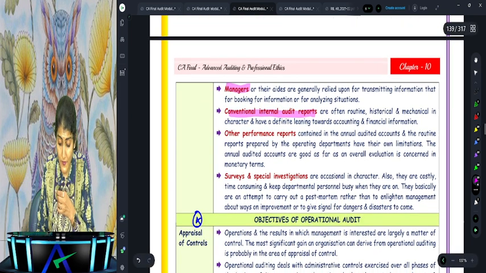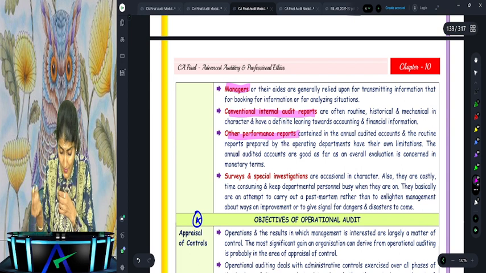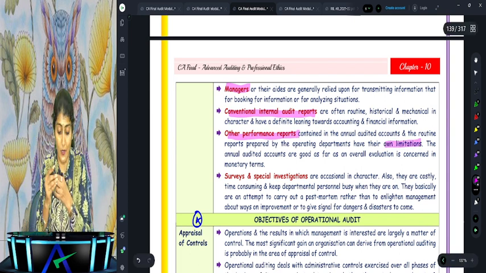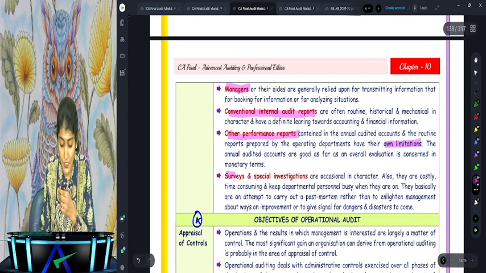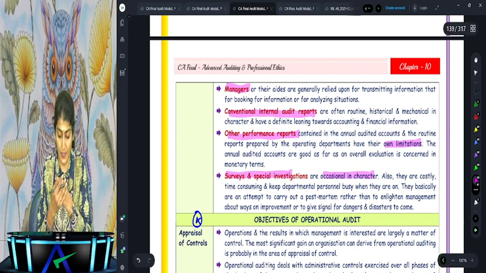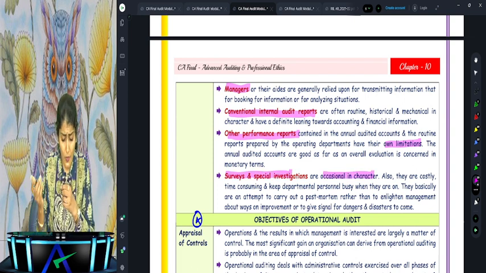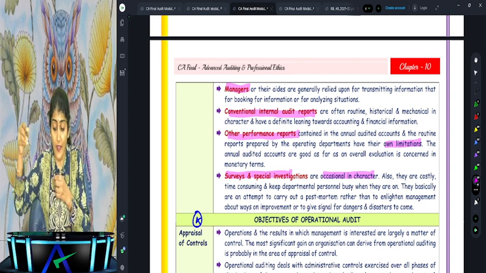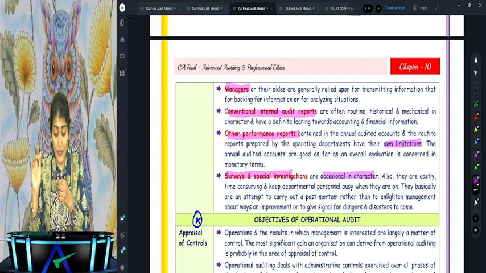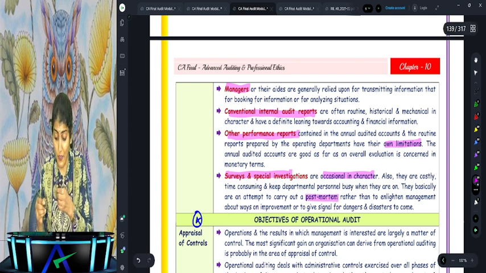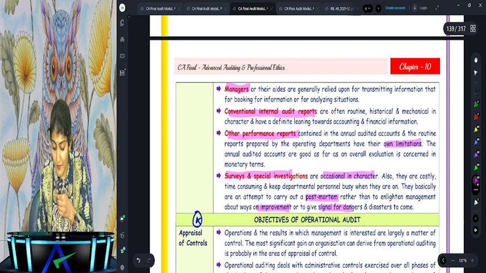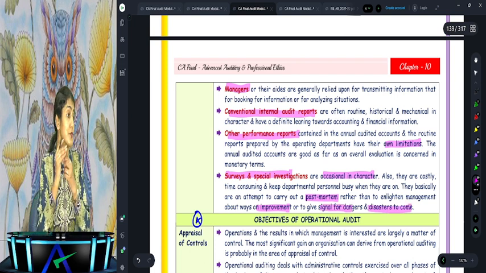Other performance reports contained in the annual audited accounts and the routine reports prepared by the operating departments have their own limitations. Surveys and special investigations are occasional in nature. They are costly, time consuming, and keep the departmental personnel busy. They are basically an attempt to carry out a post-mortem rather than to enlighten management about ways of improvement or to give signals for dangers and disasters to come.